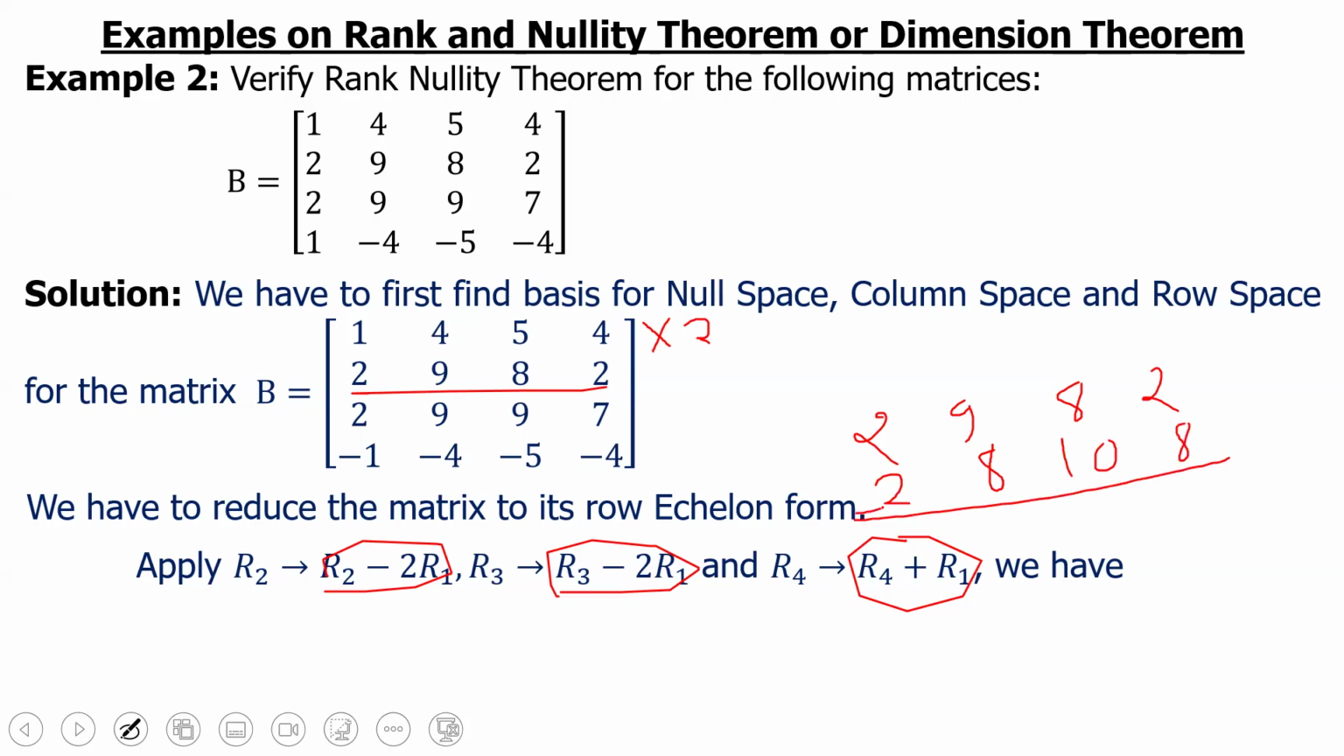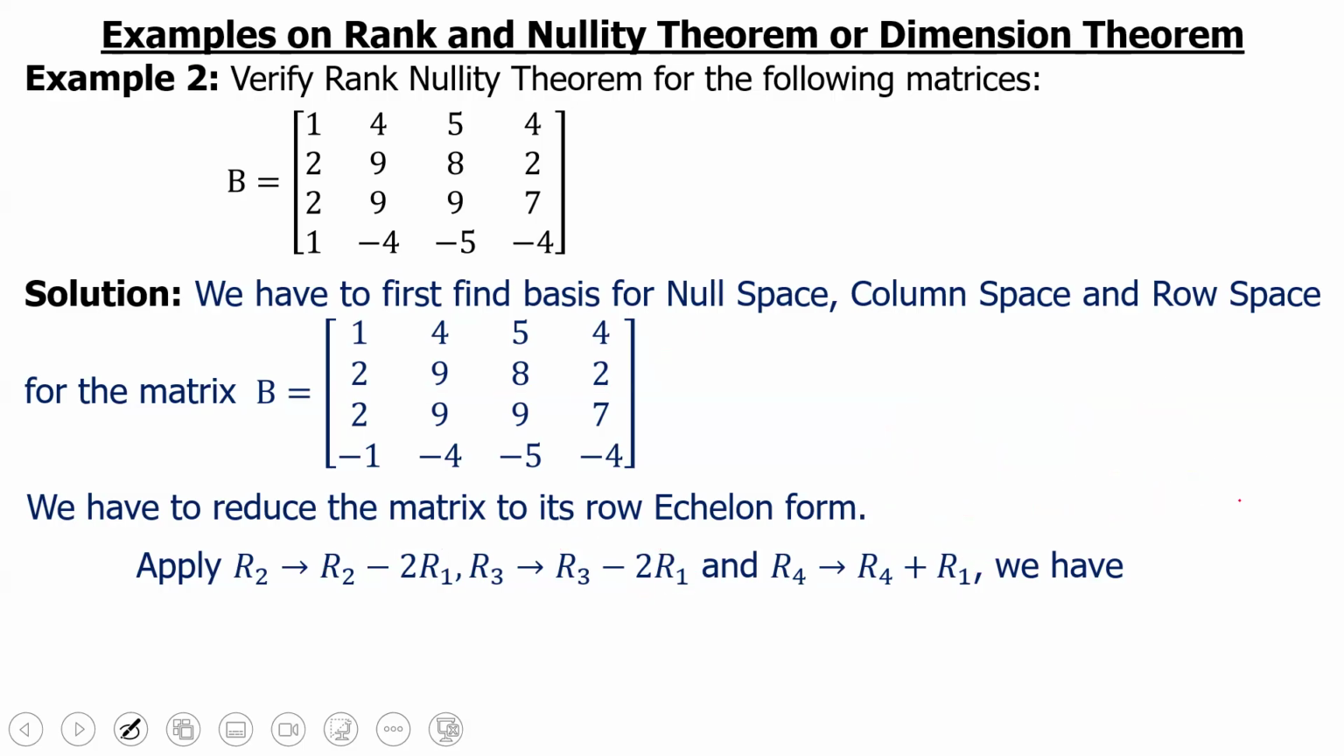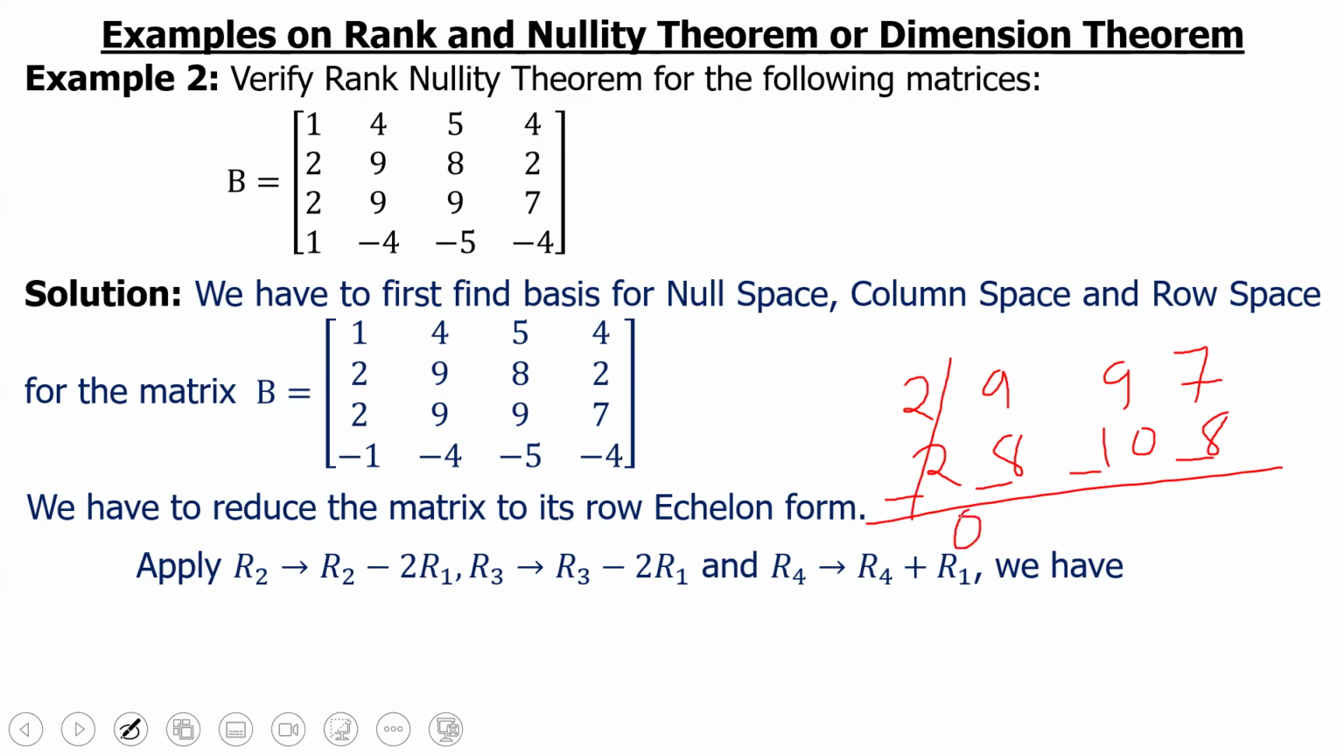If you subtract it, this is 0, 1, minus 2, and minus 6. If we go to the second part, 2, 9, 9, 7 minus 2, 8, 10, 8, we get 0, 1, minus 1, minus 1. And the last part, if we add that, we are getting 0, 0, 0, and 0.